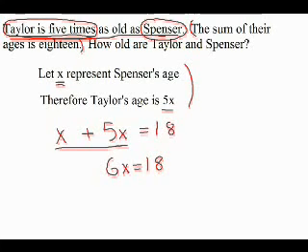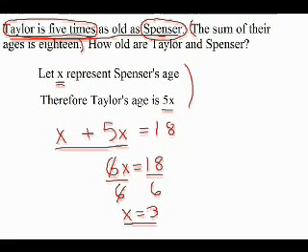Now we can go about isolating the variable. To get rid of times 6, we divide by 6. If we divide the left side by 6, we have to divide the right side by 6. Multiplying by 6 and dividing by 6 essentially cancels itself out, makes 1. 1x is the same as x, and 18 divided by 6 is 3. So what does that tell us? x is 3. Well, if you recall, x represented Spencer's age.